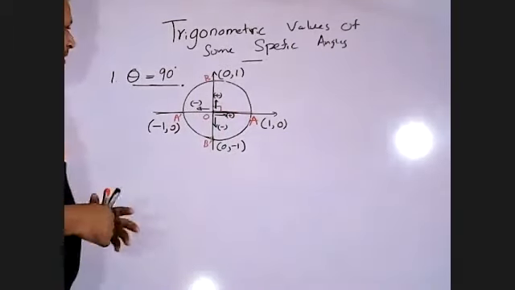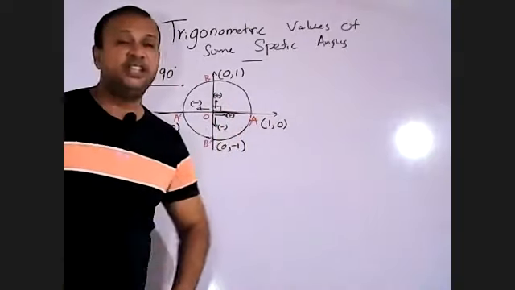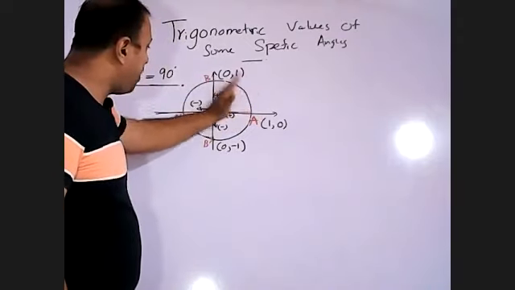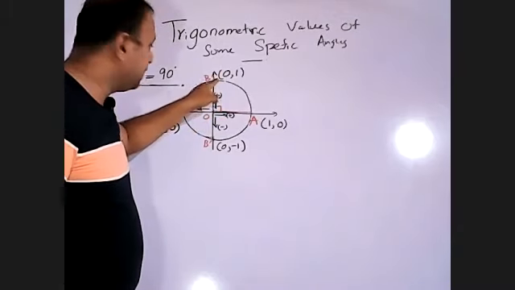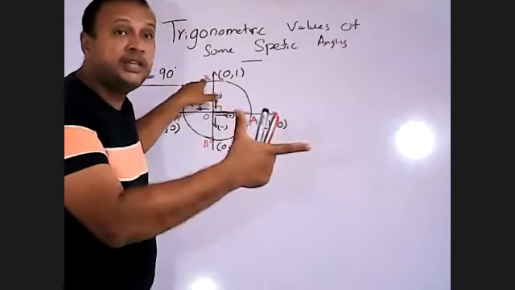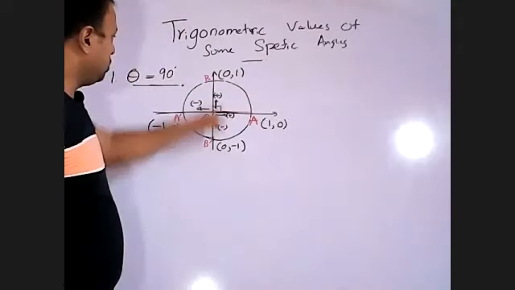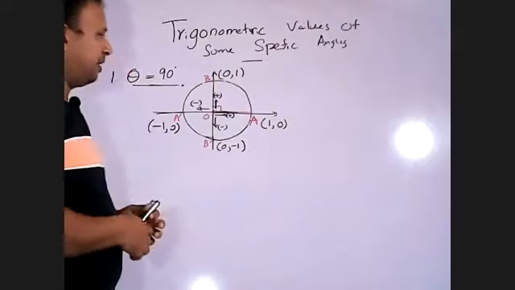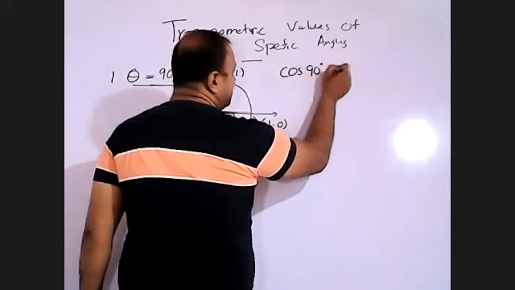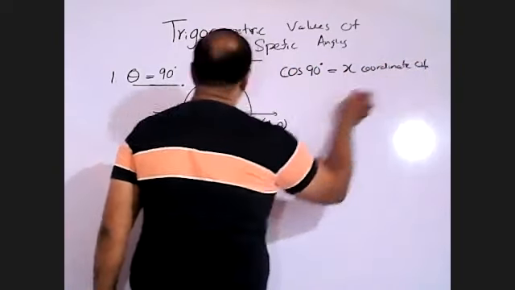Okay. Look at this. The first thing you have to determine is the corresponding point on the unit circle. So if I take 90 degrees, the corresponding point should be B. First you have to determine the corresponding point, then you have to determine the coordinates of the corresponding point. So what is the coordinate of the corresponding point? 0, 1. 0 is the x value, 1 is the y value. Then I can write cos 90 is equal to the x coordinate of point B.